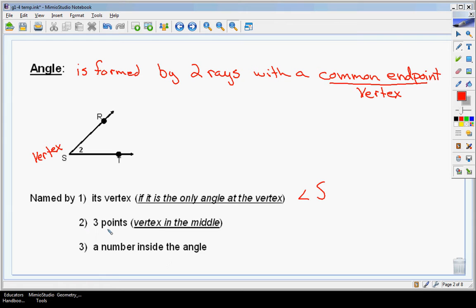You can name an angle by three points so long as the vertex is the one in the middle. So I could say angle RST, or what else could I say? TSR. But notice what's in the middle? S. The vertex of the angle is in the middle. You can also name an angle by a number if there's a number on the inside. You could also say that this is angle 2.